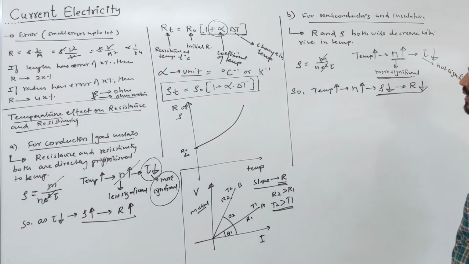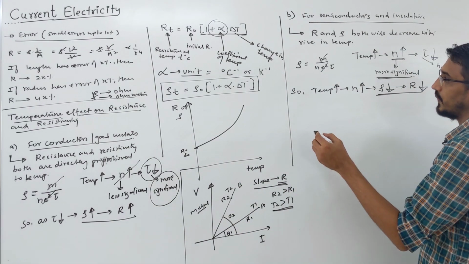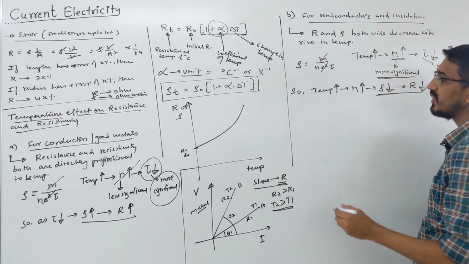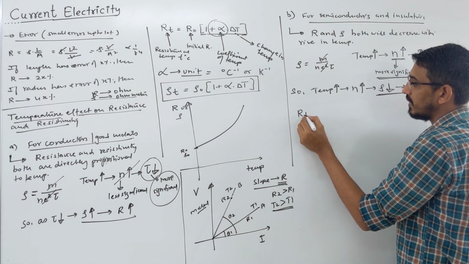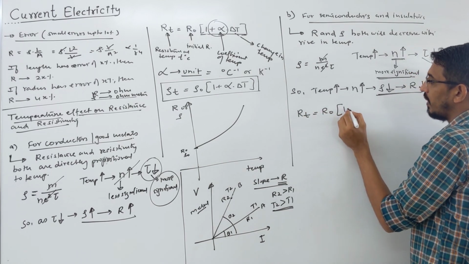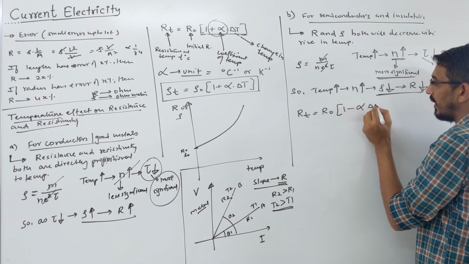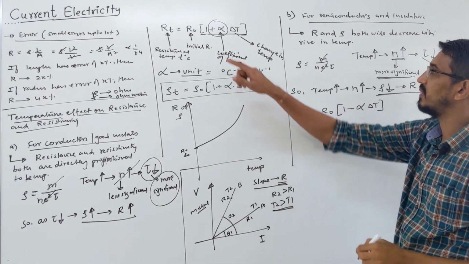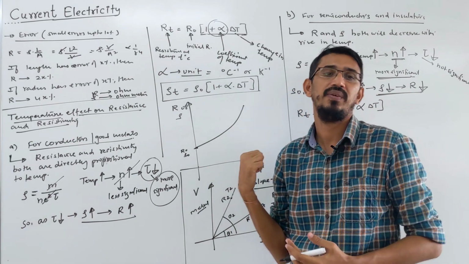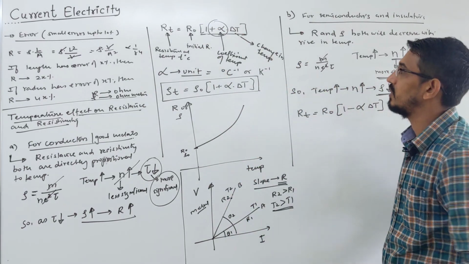So watch carefully. If you want to write the formula this way, you can write the new resistance at some temperature RT is equal to initial resistance times 1 minus alpha into del T. This term alpha is called the temperature coefficient. It becomes negative here and positive here.